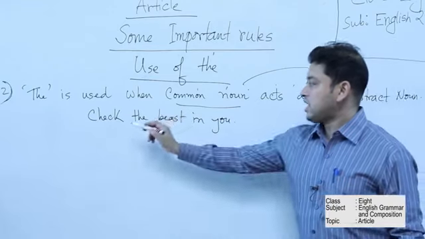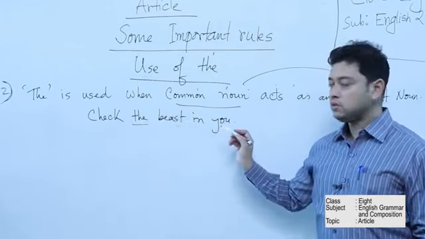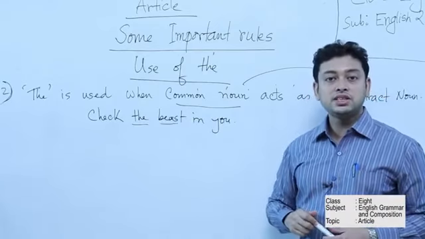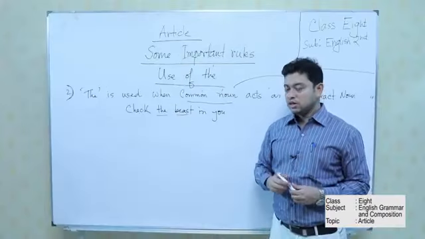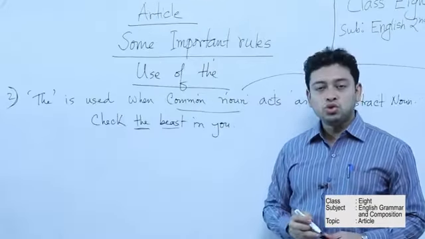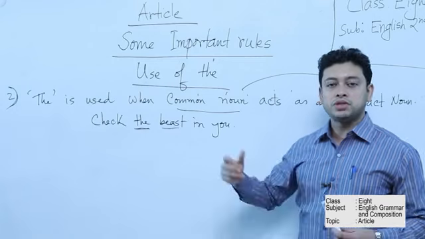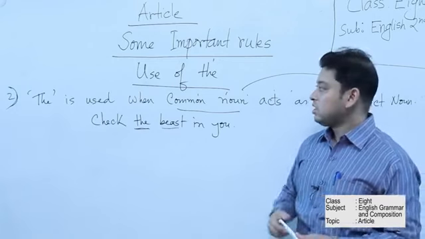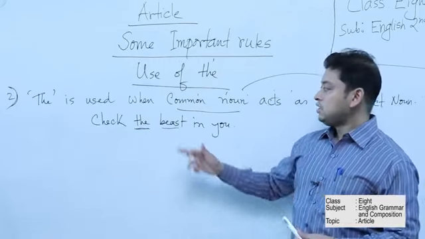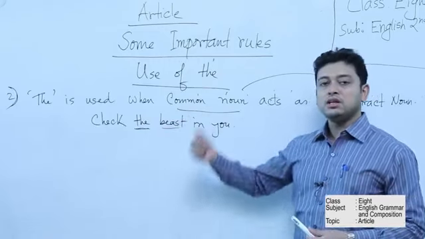Example is check the beast in you. Actually, I am talking about the animalistic behavior, the animalistic instinct of you. I am referring to this. That's why we have used the, and the beast is no more acting as a common noun, it becomes an abstract noun. That's why the can be used before a noun, especially when a common noun becomes an abstract noun.